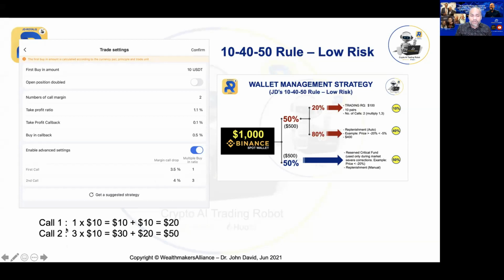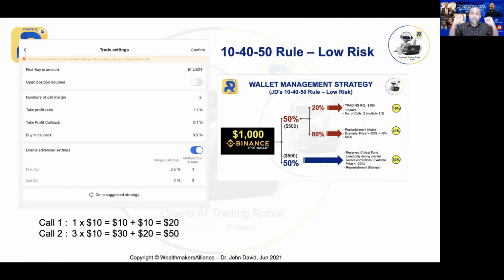So when you hit call 1, that will be multiplied by 1, right? So 1 times 10 will be $10. Now remember, your first order is $10, right? So $10 plus $10 is how much? Total $20. So when the first call is hit, your total order has increased to $20. It's cumulative. Now if the market goes further down and hits your second call, that will be multiplied by 3. So 3 times 10, that will be $30. And earlier you have another $20. So 30 plus 20, that will be a total of $50.